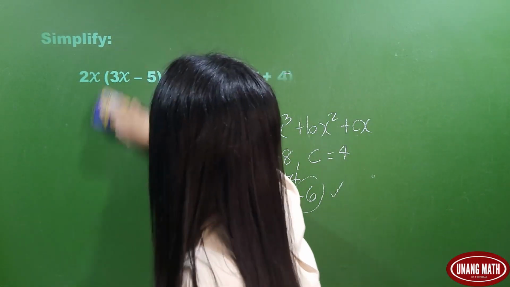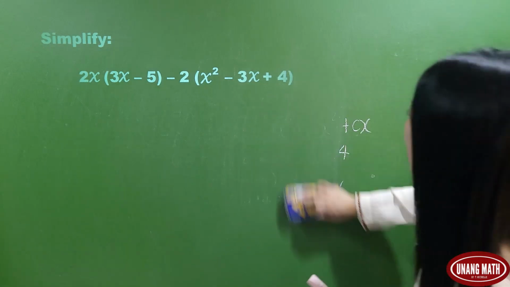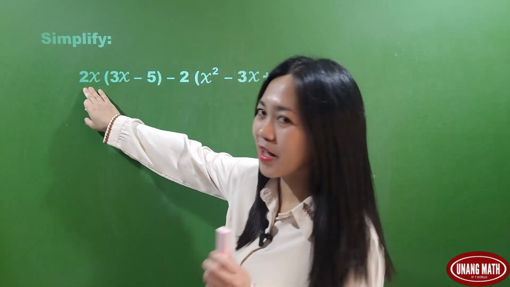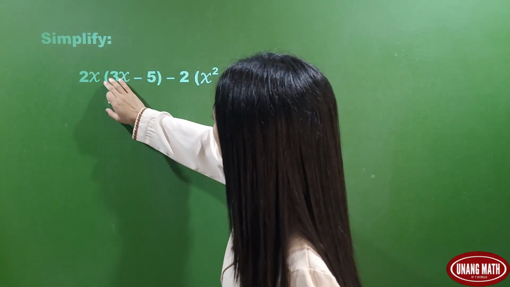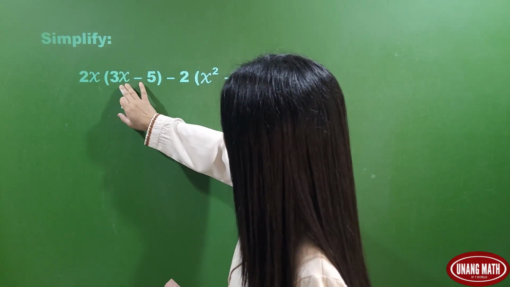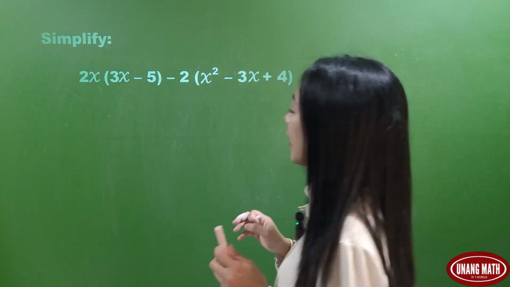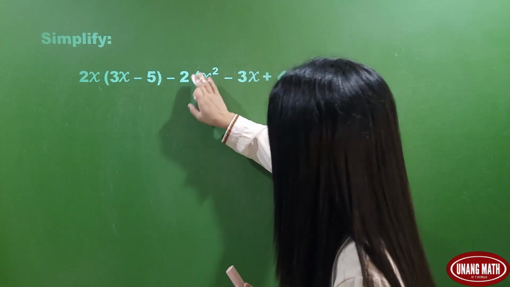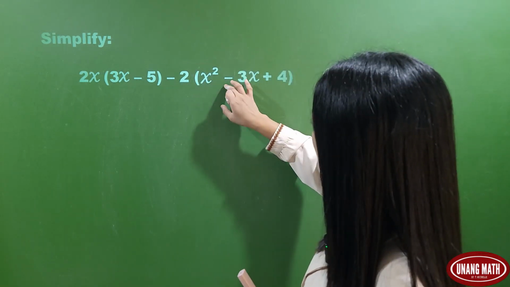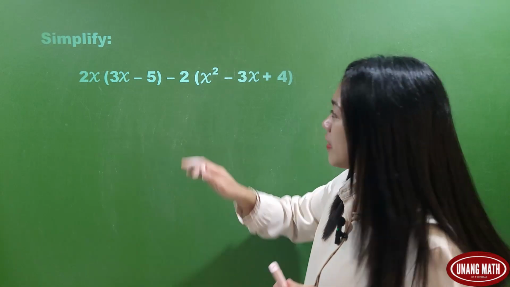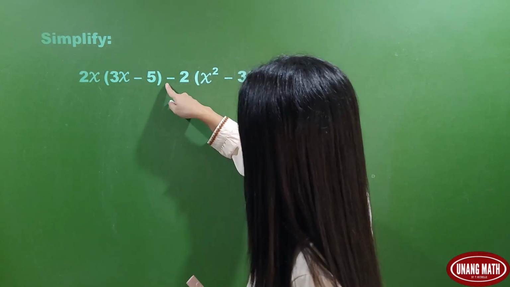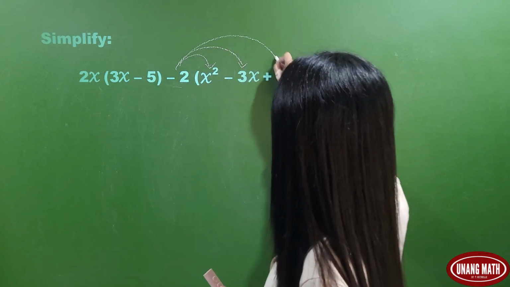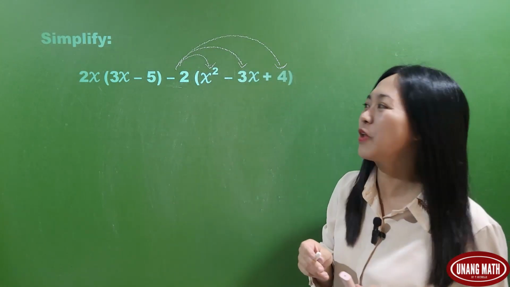Okay, and for the last problem, let's simplify this expression. Okay, we have here 2x. This is our monomial. We will multiply this one to each term of this polynomial, 3x minus 5. And if we're going to take a look at this given, we also have here negative 2 and this polynomial x squared minus 3x plus 4. Okay, this means that this negative 2 should be multiplied by each term of this polynomial.